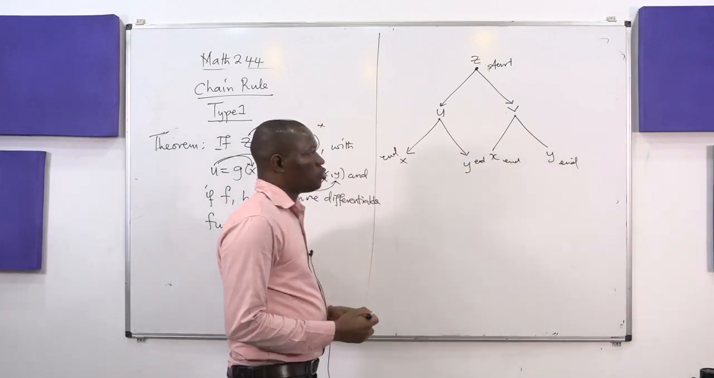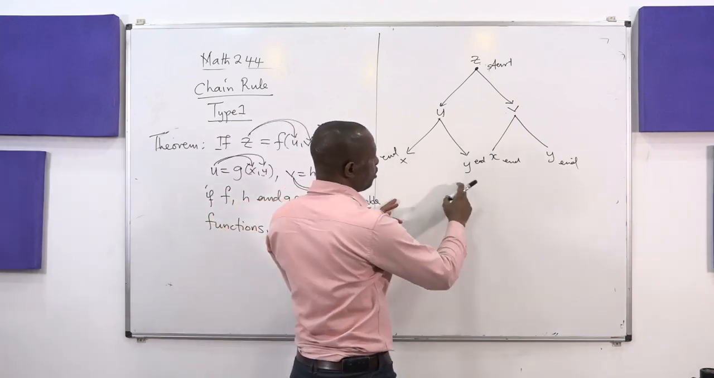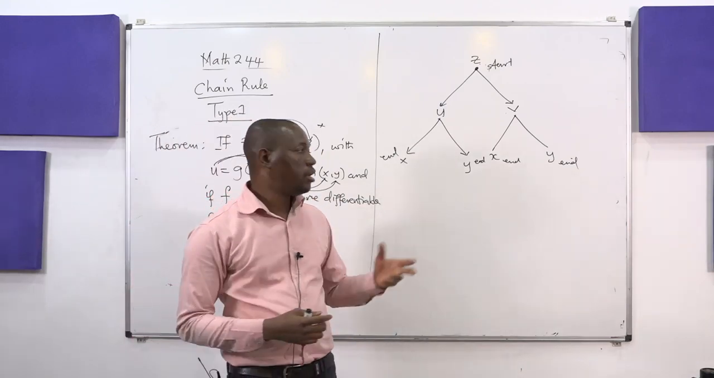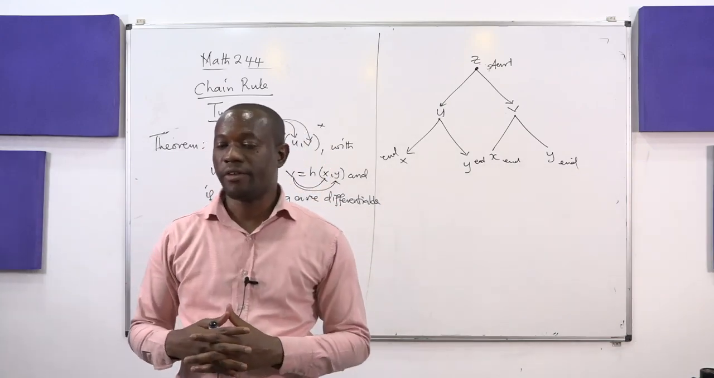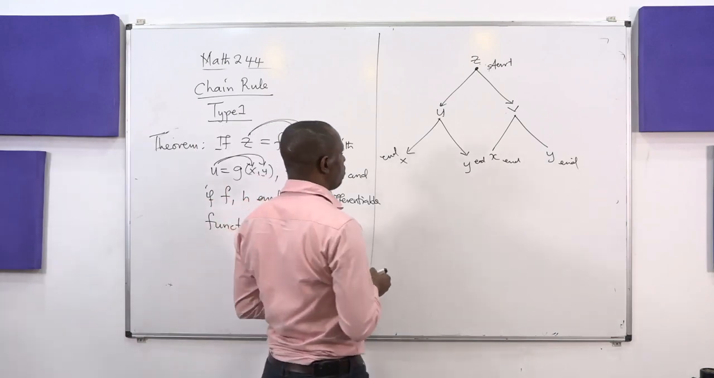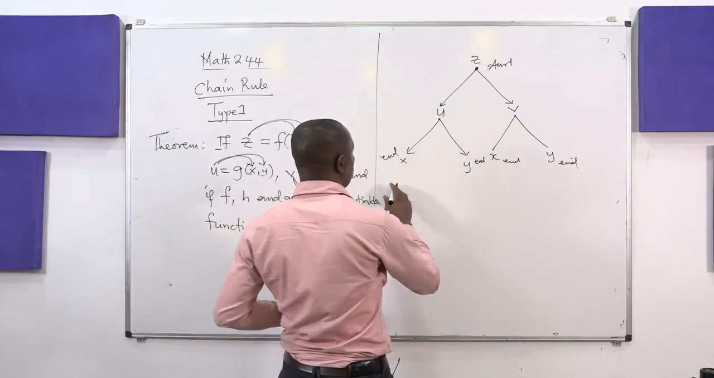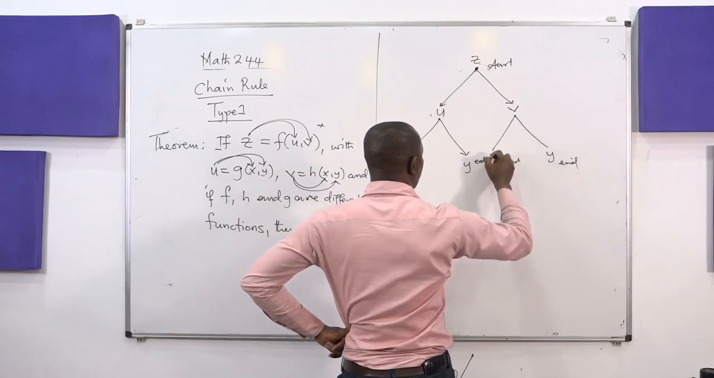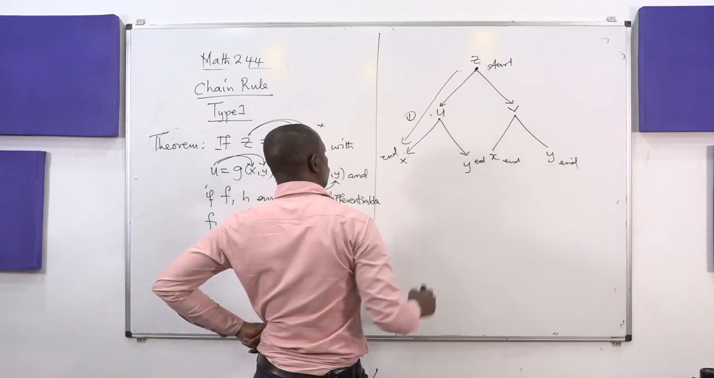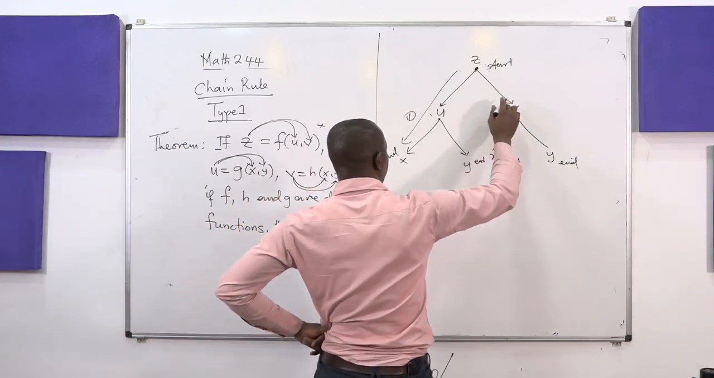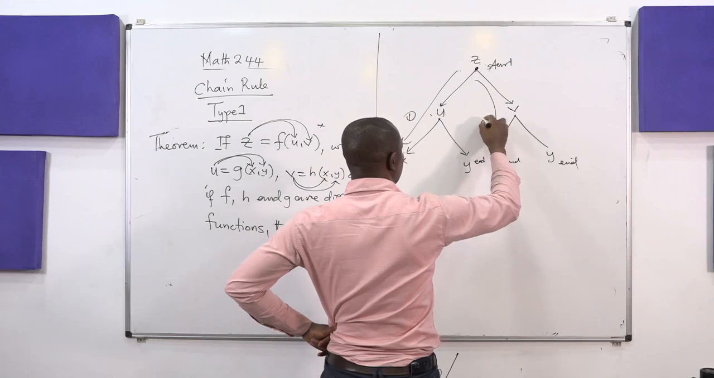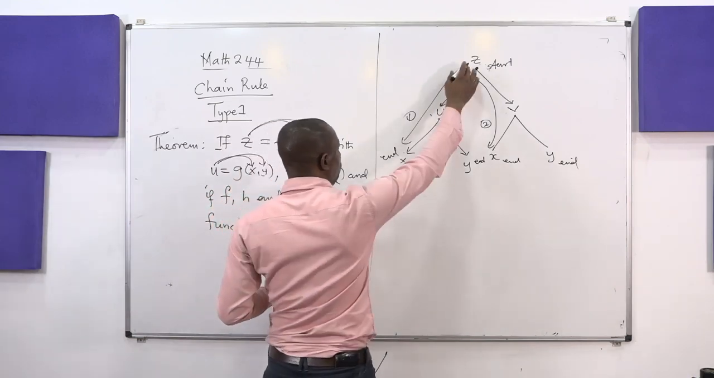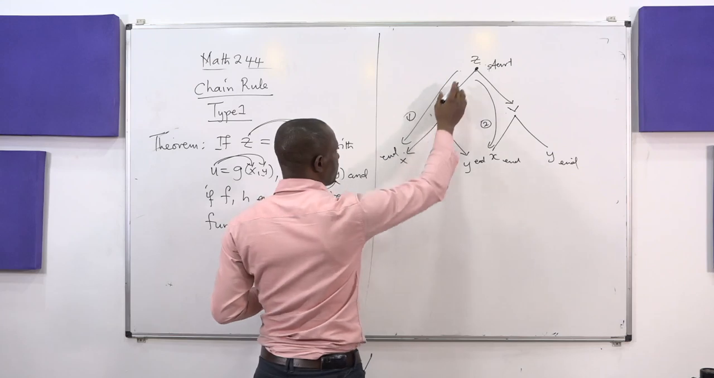Since our final destinations are two, x and y, we have to use a partial derivative. If our final destination is one, we use an ordinary derivative. You get it? So I can move from z and go to x. From z to x, I can move from z to u, u to x, or z to v, v to x. So this is one way, and this is another way. So you get it. So all is plus.